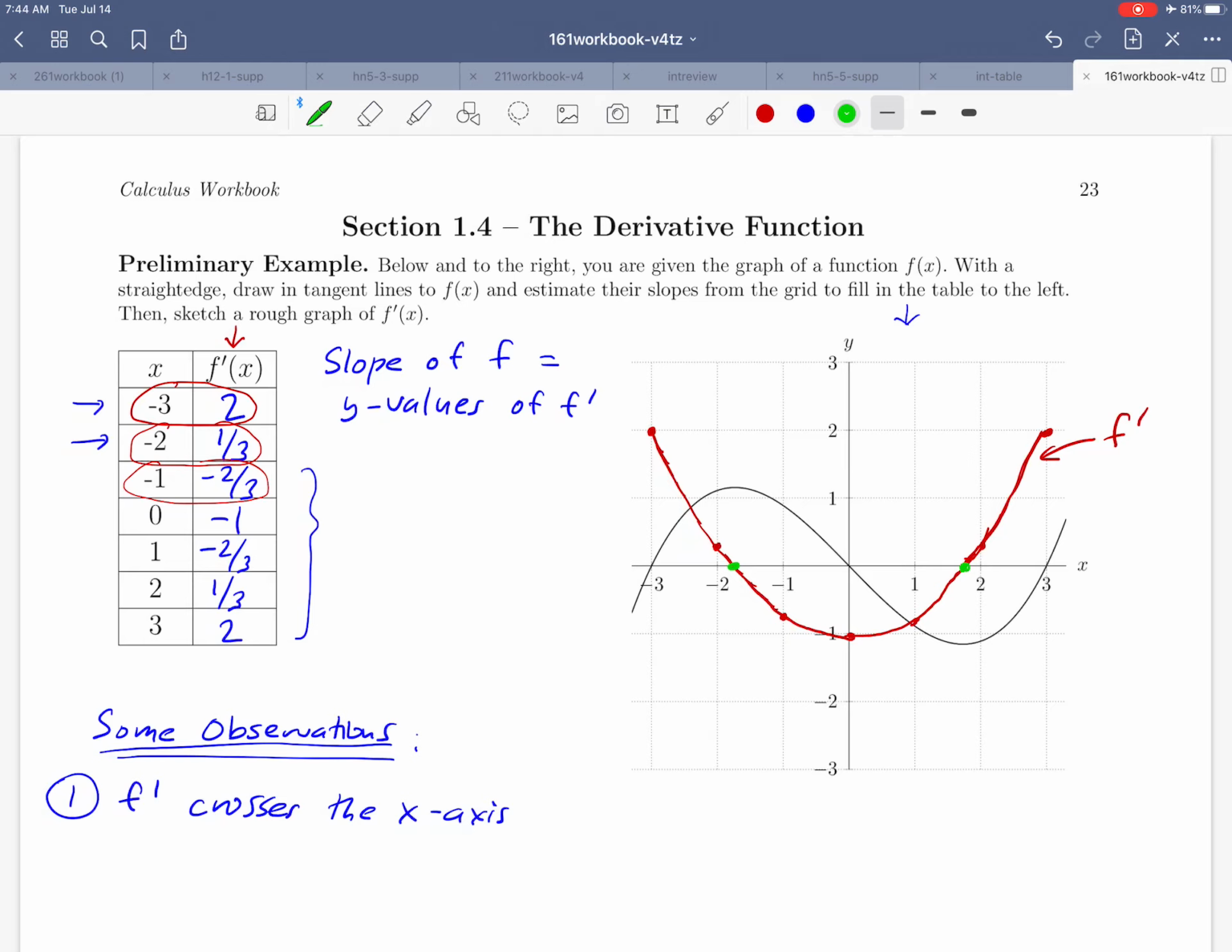What's special about the function at those 2 points? Well, if we go up and find the point on the original function, notice that the slope of the tangent line is 0. It's horizontal there. And the same is true at the other place. So that 0 slope matches the y-coordinate of the derivative at that point. So we could complete this statement down here in 1 by saying f prime crosses the x-axis where f of x has a horizontal tangent line.